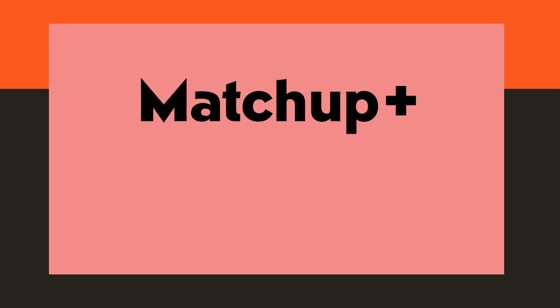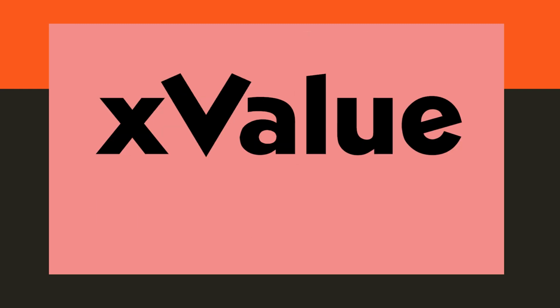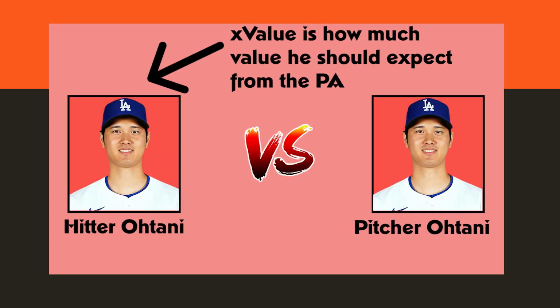So, starting with my metric. Matchup Plus is the final stat that you get, but first you have to find a stat that I'm calling expected value. Expected value is exactly how it sounds. It is the expected value of the hypothetical at-bat that you have just set up.